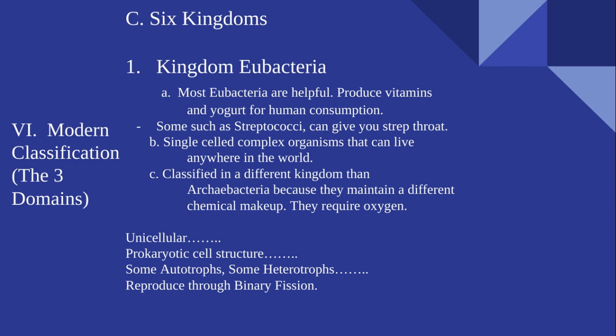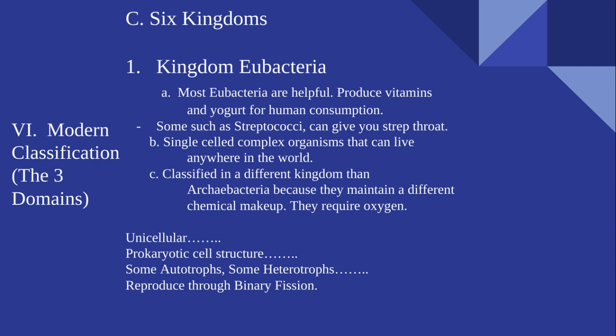Some further details regarding the kingdom Eubacteria. These are single-celled but complex organisms. They are capable of surviving essentially anywhere in the world. They are the most abundant in terms of population, and they are differentiated as a kingdom from Archaea or Archaebacteria, which is an old term, because they have a very different chemical makeup and a different chemical structure as well. They require oxygen.